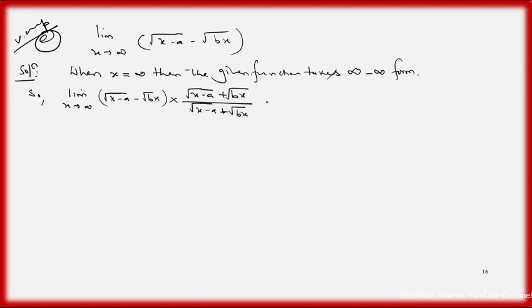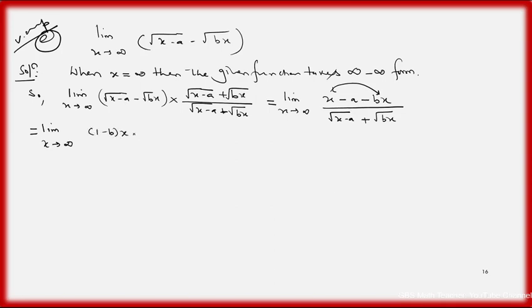First step is this. Equal limit x tends to infinity. What is the product of these two? That is x minus a minus bx, and the denominator is root x minus a plus root under bx. How interesting is this question? Then, dear students, maybe we can take common in this term. Equal limit x tends to infinity, we can take common from the first and last. x is common, so it becomes (1 minus b) times x minus a, whole over root x minus a plus root under bx.